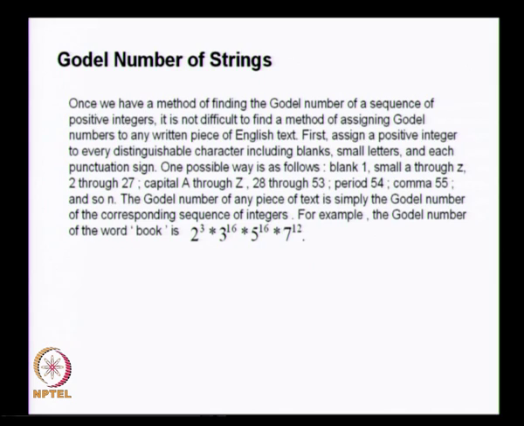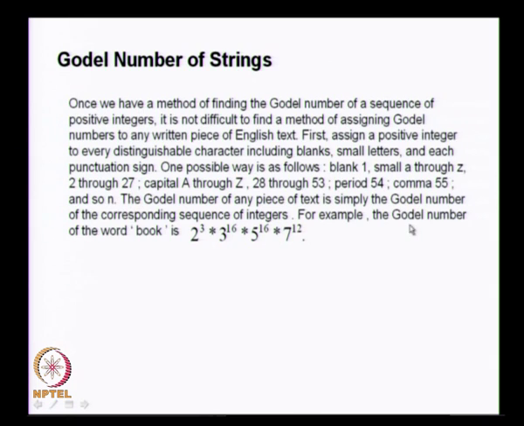So, capital A will be 28, capital B will be 29, and so on. Then the full stop you can use number 54, comma use the number 55, and so on. The Gödel number of any piece of text is simply the Gödel number of the corresponding sequence of integers.